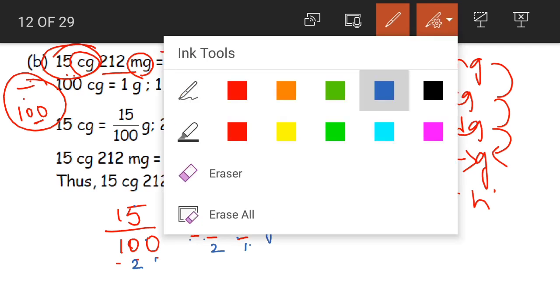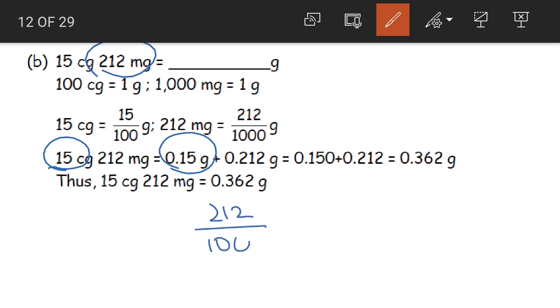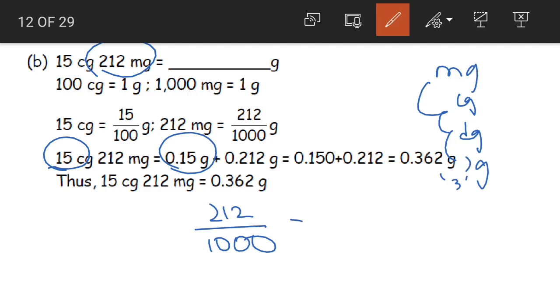Now again, the next one, 15 centigrams is equal to 0.15 grams. Next we have 212 milligrams. Now 212 divided by 1000. Yes, see, milligrams, centigrams, decigrams and grams. 1, 2 and 3. 3 jumps. So we have 3 digits in the denominator. 3 zeros in the denominator.